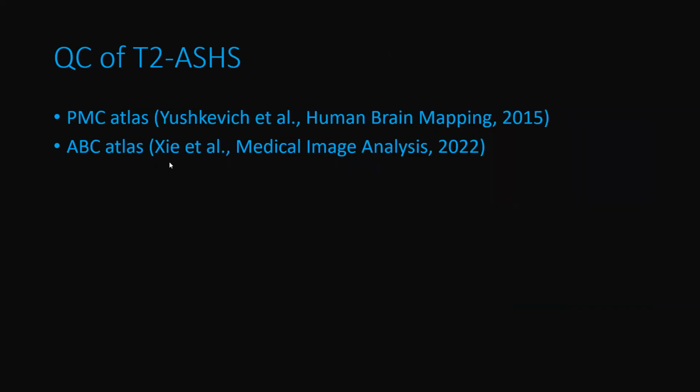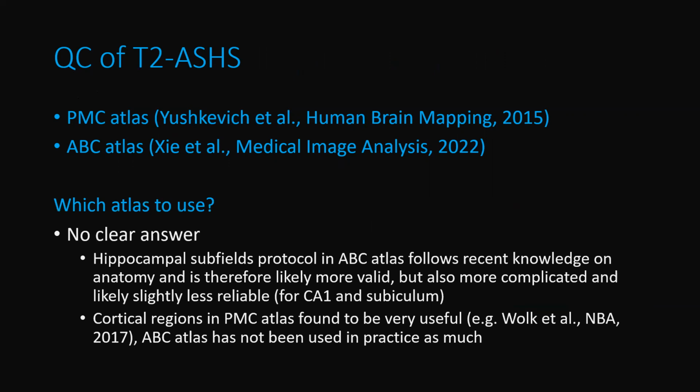So then, as I already mentioned, there are multiple atlases, but I will talk about 2 of them today. The PMC is the original atlas and the ABC is the newer atlas. So if you're starting a new study, which atlas should you use? And I don't really have a clear answer.